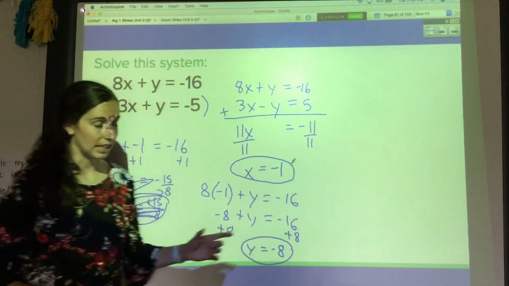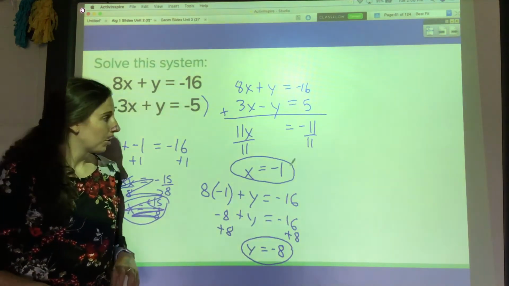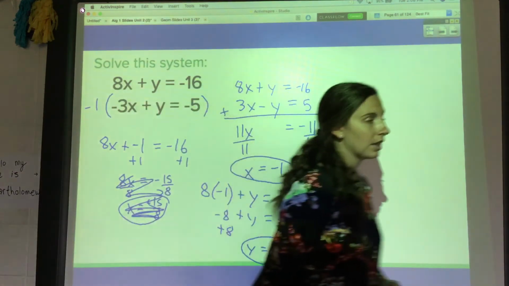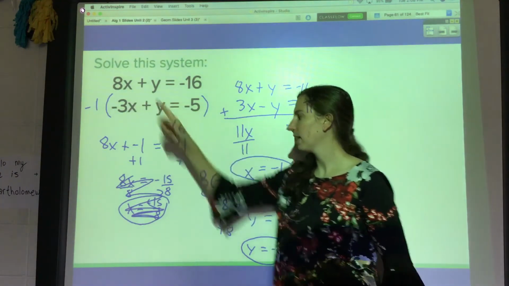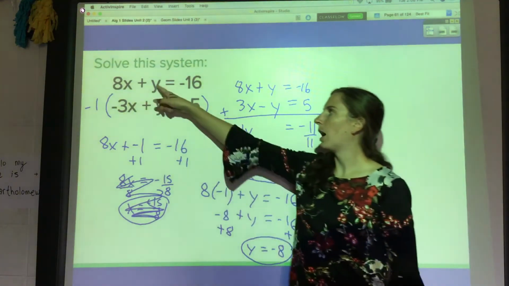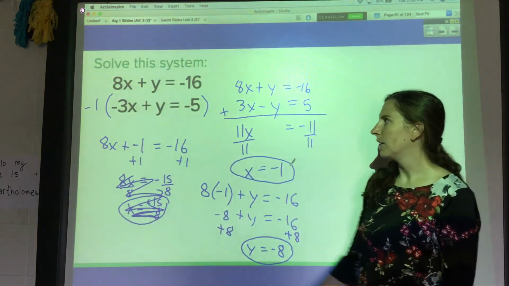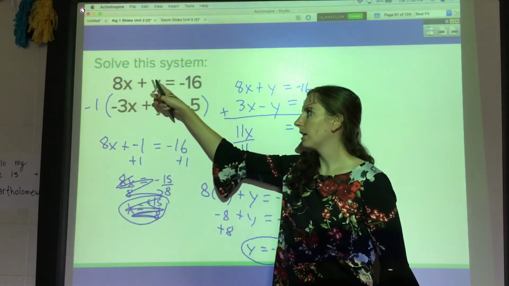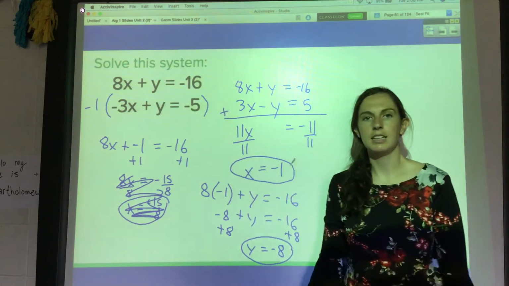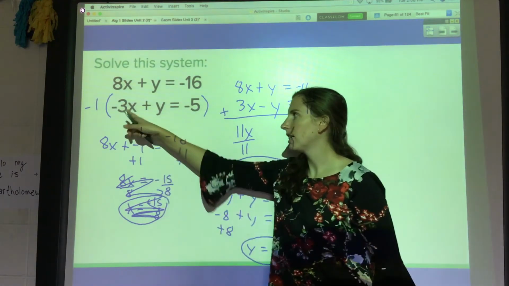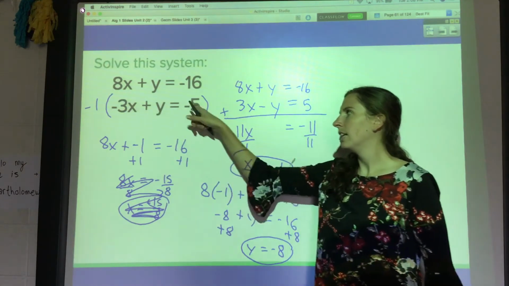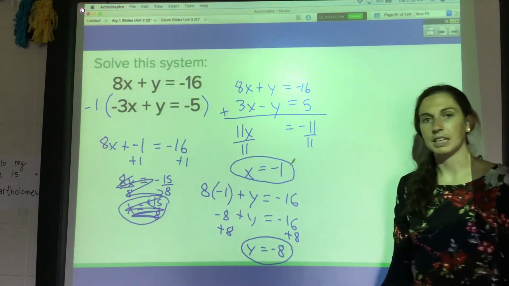If you do like I just did and make a mistake, that's okay. Remember, you can always check your work by plugging in negative 1 for x, negative 8 for y, and make sure that it works. Does 8 times negative 1 plus negative 8 give you negative 16? It should. And it also has to work for this one. Does 3 times negative 1 plus negative 8 equal negative 5? And it should.